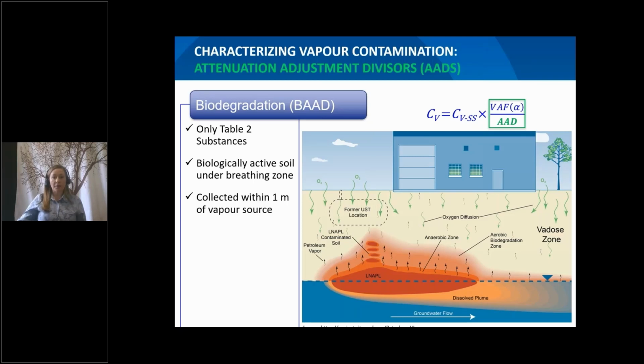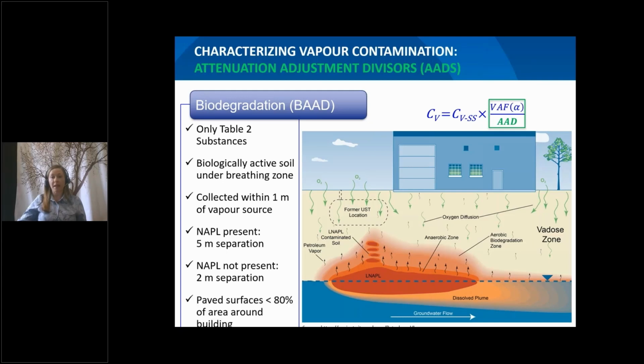It can only be used if the sample has been collected within 1 meter of the vapor source. If non-aqueous phase liquids, or NAPL, is present, then there must be a 5-meter separation of biologically active soil between the vapor source and the building foundation or ground surface for outdoor air. And if NAPL is not present, then this separation distance only needs to be 2 meters. Finally, paved surfaces must account for no more than 80% of the area surrounding the target building.